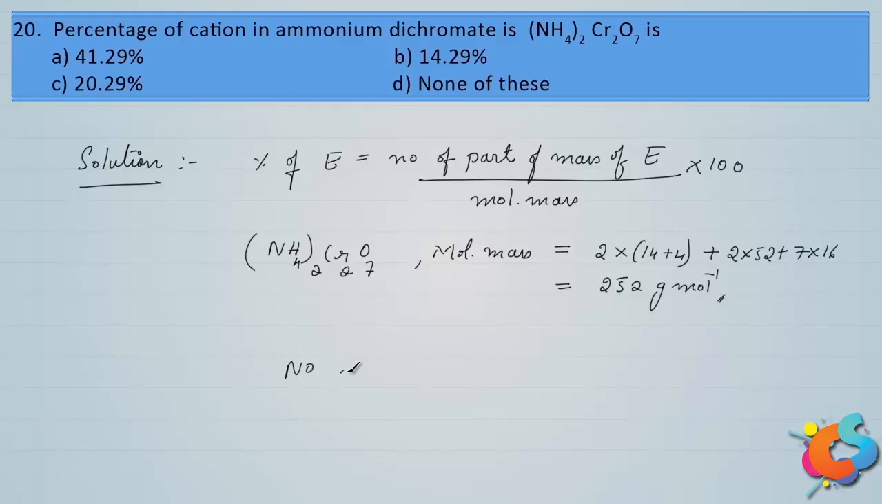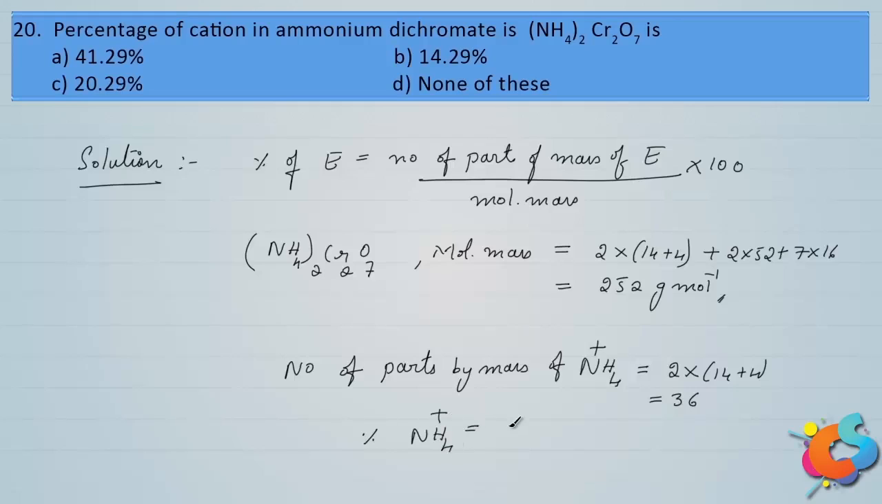Now, the number of parts by mass of cation, that is ammonium radical, which is NH4 plus, is equal to 2 into 14 plus 4, which is equal to 36. Therefore, percentage of ammonium radical is 36 divided by 252 into 100, which is equal to 14.29%. Therefore, the right option is option B.